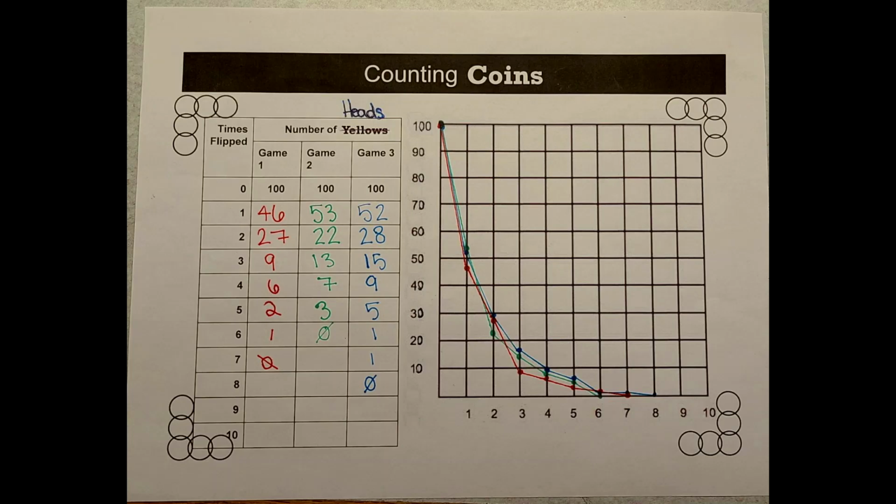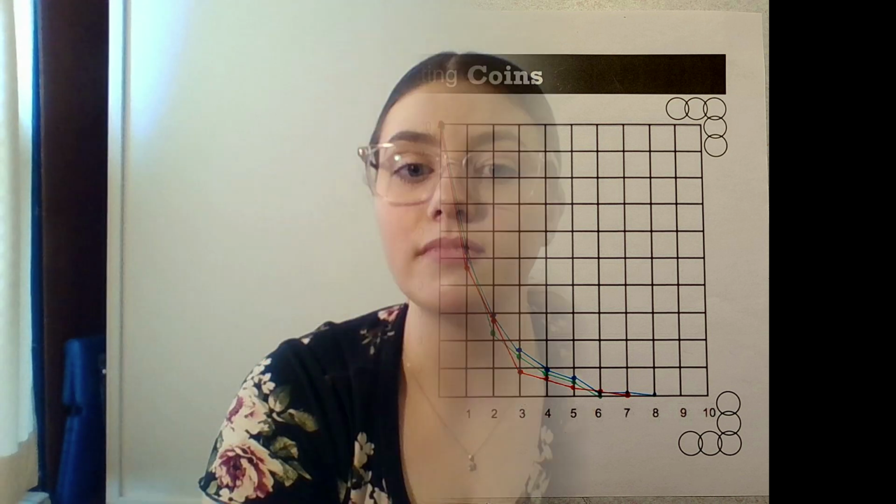Hopefully you all have completed games 1 through 3 of our penny activity and you're ready to talk about it with me. So on our left-hand side again, we have our table. Here I have filled out each game in 3 different colors. This way when we graph it, we can see the difference. Looking at my numbers, they all kind of look around the same for each times flipped, which is interesting because when we graph it, they all make the same shape. I wonder why that is.